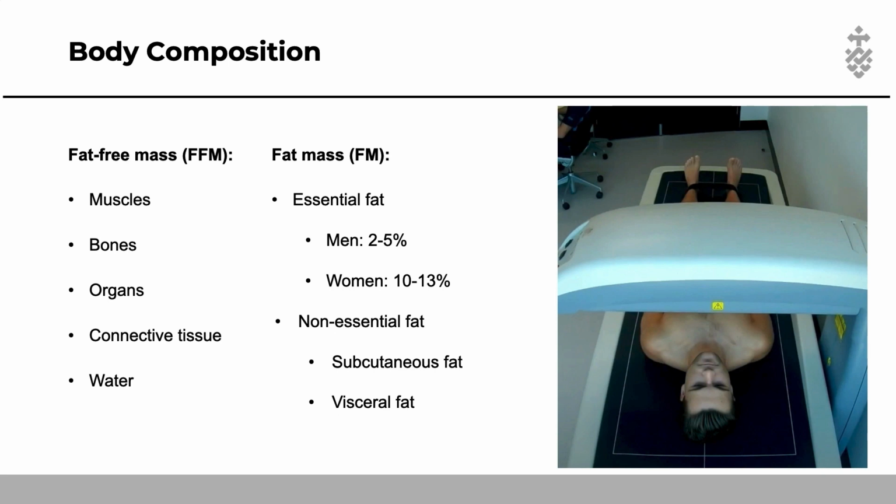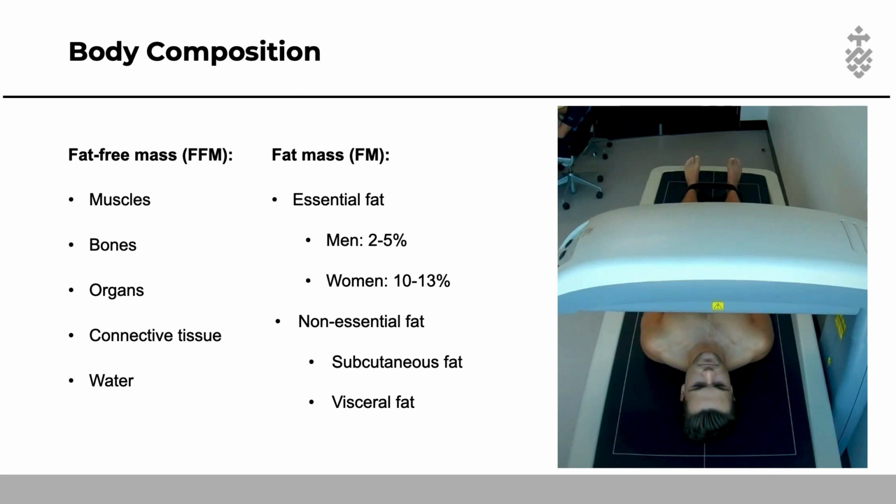So the fat-free mass includes basically everything other than fat. So we have our muscles, our skeletal muscles, our smooth muscle, and the cardiac muscle. It also includes our bones, our organs, our heart, liver, stomach, gastrointestinal tract as well. We've also got the connective tissue like our ligaments and tendons, and then finally also body water as well.